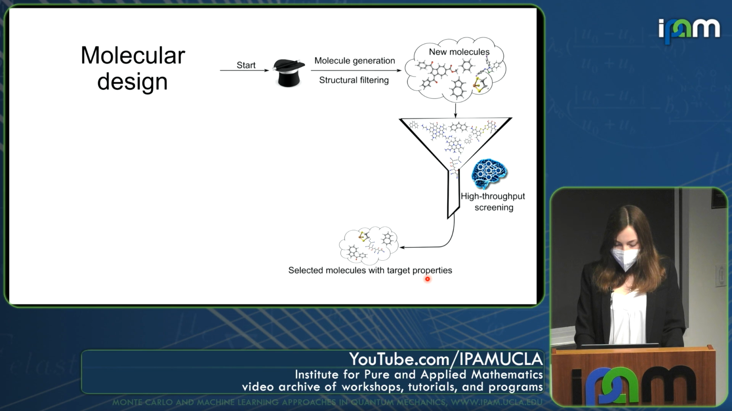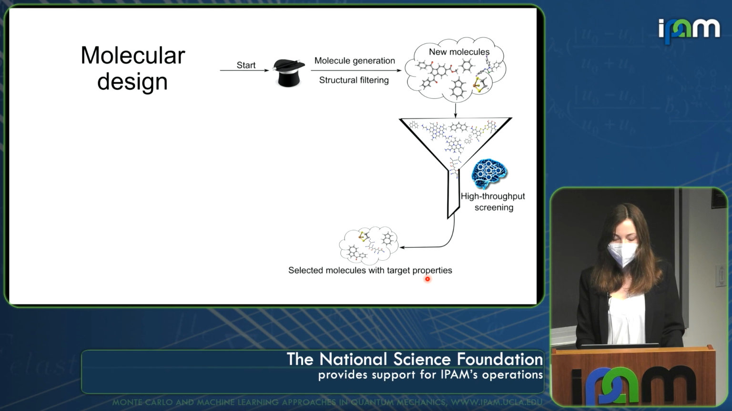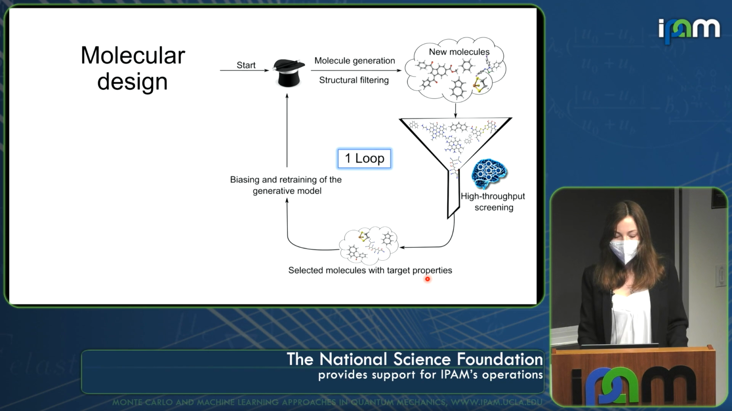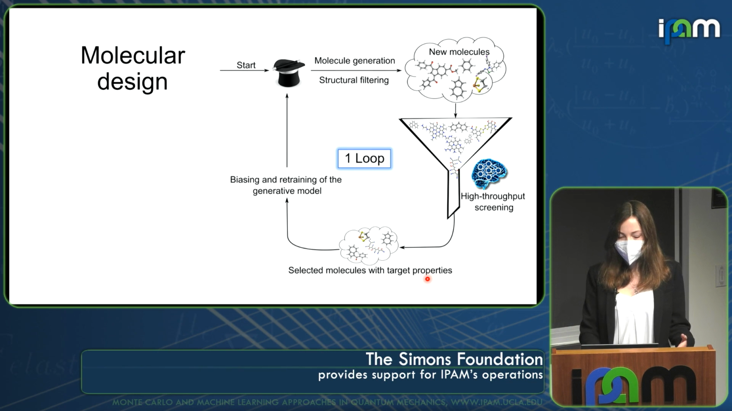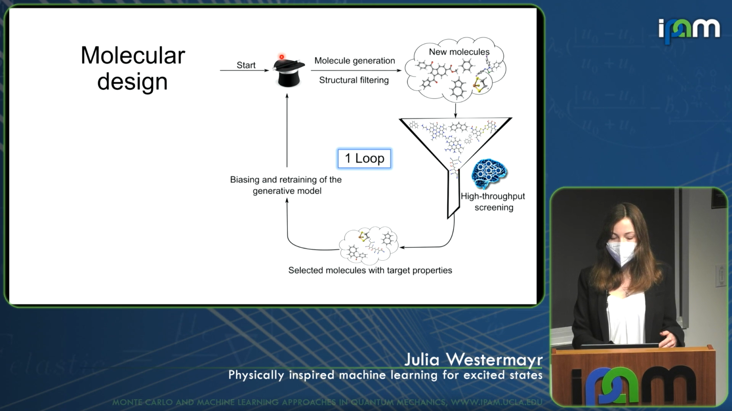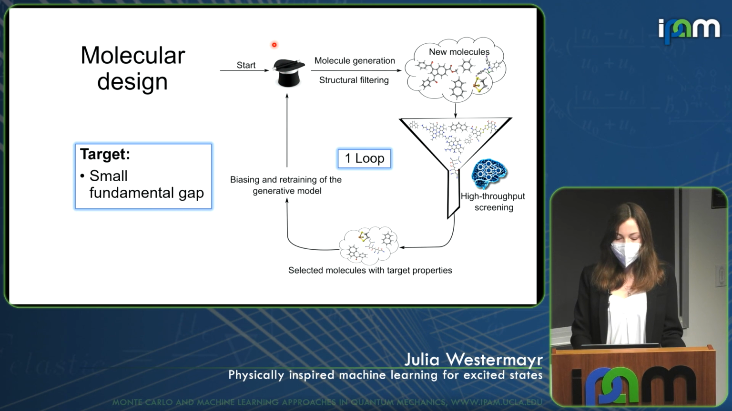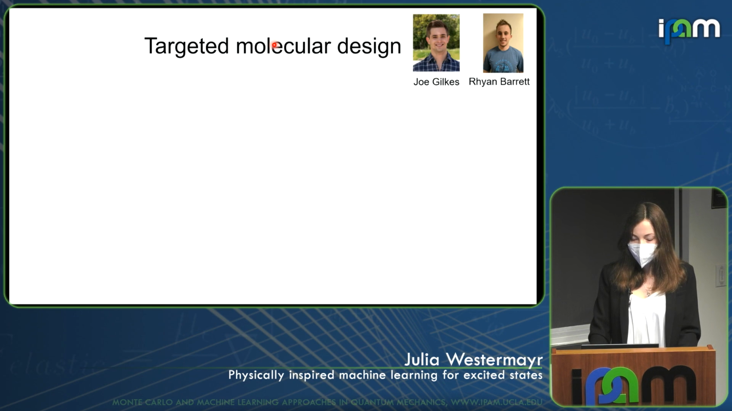And in principle, this would already be very good to find some new molecules with special properties, but we wanted to get a step further. So we wanted to know whether we can create molecules that have properties outside of the original data set. And Niklas Gebauer has already shown that GSNet can be biased towards a certain chemical region. And we wanted to bias GSNet iteratively towards molecules with targeted properties. And the target that we aimed for was small fundamental gaps.